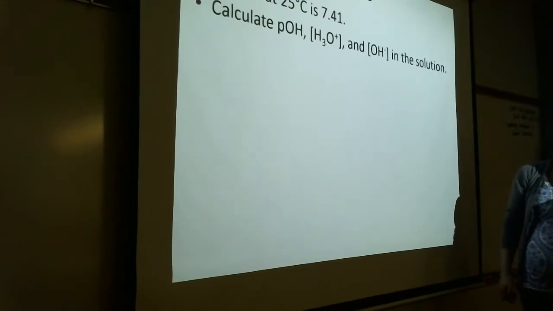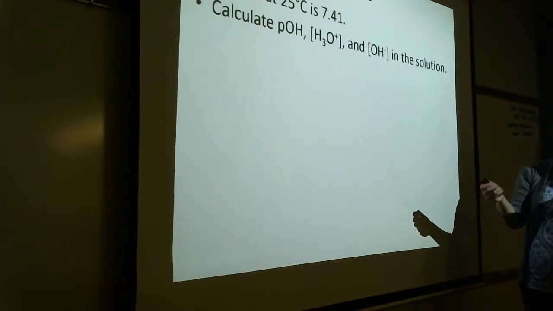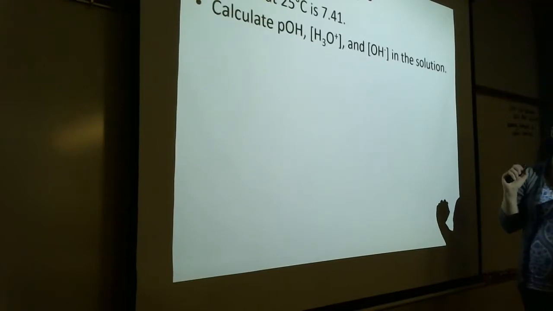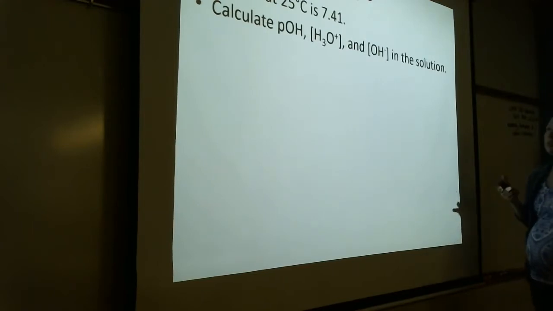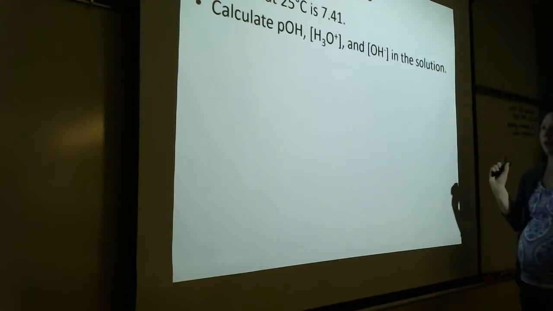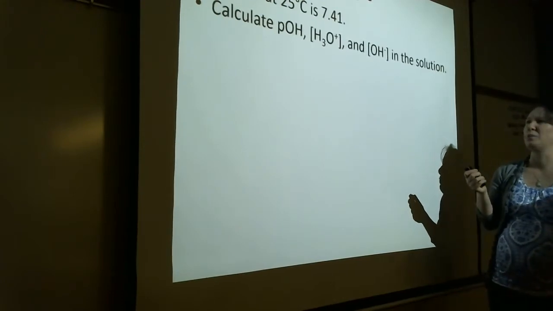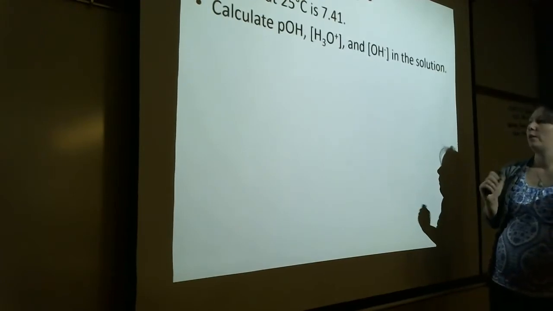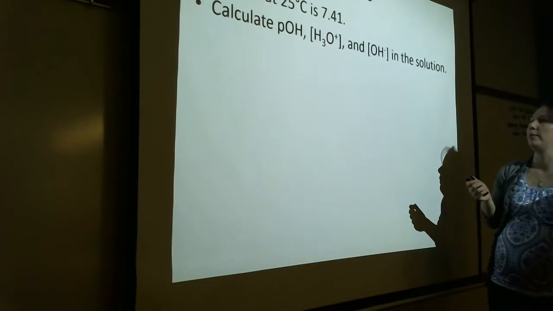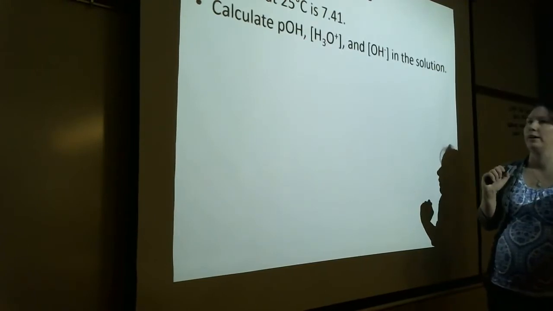And so let's do this one together. If I know pH, I can solve for all the other variables. If I know this one variable, I can solve for these other 3. And it's not going to be too nasty of a calculation either. Again, this is a strong acid. We're assuming this is all strong acid. So the pH is 7.41, so that's pretty close to neutral. Right? I want to know pOH, hydronium ion concentration, and hydroxide ion concentration.